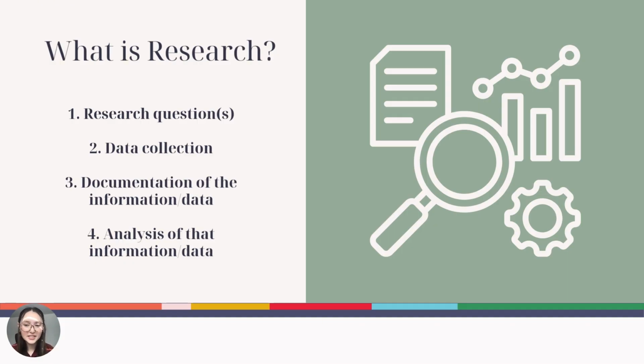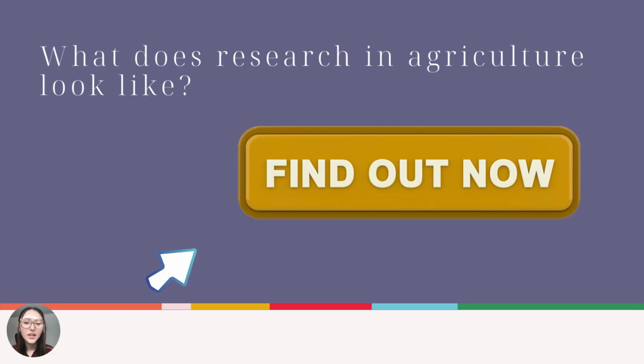Number 3, documentation. To report your findings, you have to compile all of your work into a project, a paper, a poster, or some kind of documentation that explains your research. And then lastly, the analysis of data. This is where you look at your results and determine what they mean, are they good or are they bad, and give an example. So now let's watch a quick video to see what research in agriculture can look like.